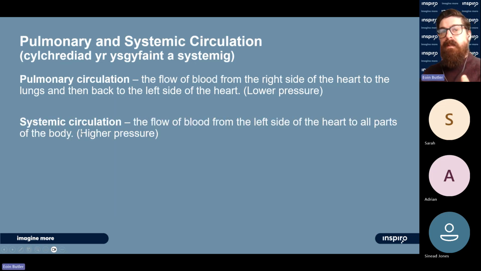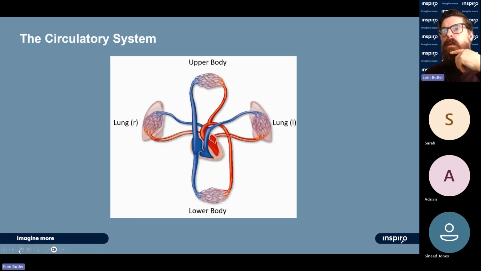Systemic circulation is, as it says on the tin, the flow of blood from the left side of the heart to all parts of the body and then back to the right side of the heart under higher pressure. So if we think about it, it's taken from the left side of the heart to all systems of the body and then back to the right side of the heart. If we take a quick look at that again, we've got from the left side of the heart all the way around the systems of the body and then back to the right side of the heart. So systemic circulation.